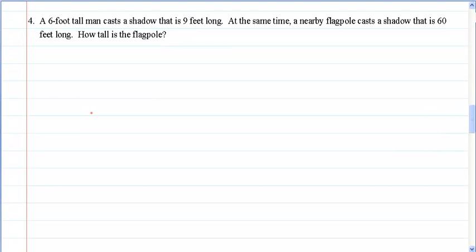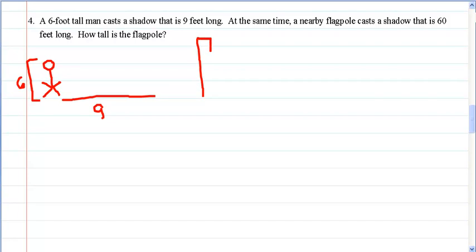For number 4, a 6-foot tall man casts a shadow that is 9 feet long. So if I draw a picture of this first sentence, you have a 6-foot tall man and a shadow I'm going to draw on the ground, which is 9 feet long, and at the same time a nearby flagpole casts a shadow that is 60 feet long. So if this is my flagpole, this would be the flagpole's shadow, which is 60 feet long. If they're asking us to find the height of the flagpole, that's going to be my x.